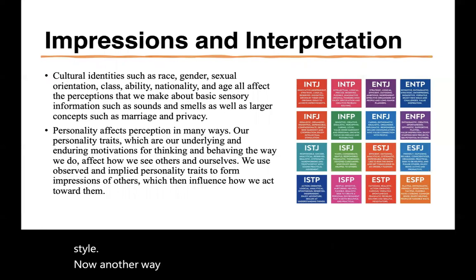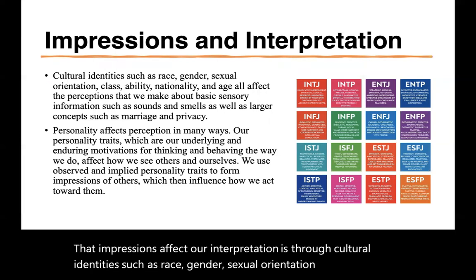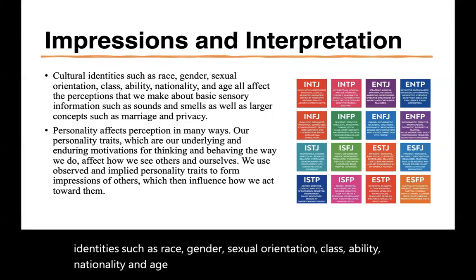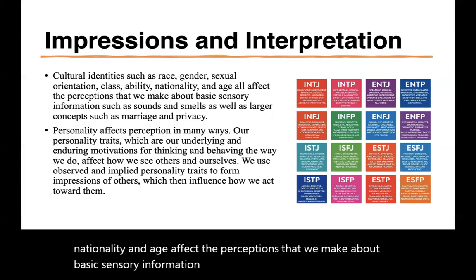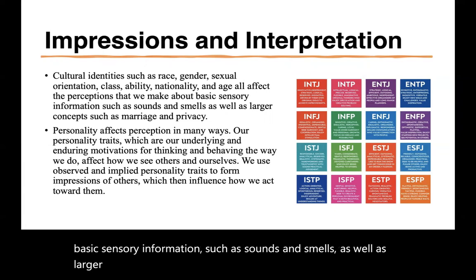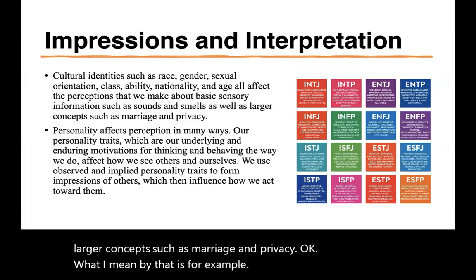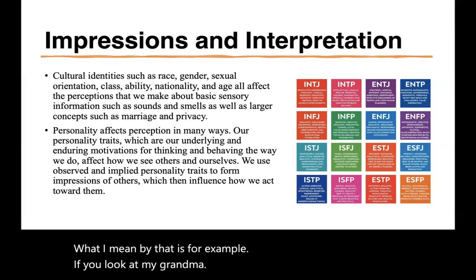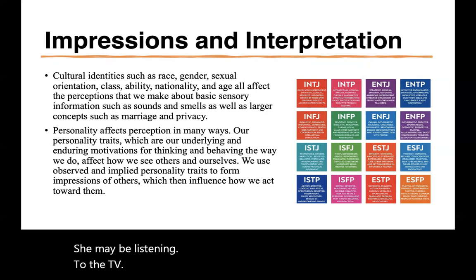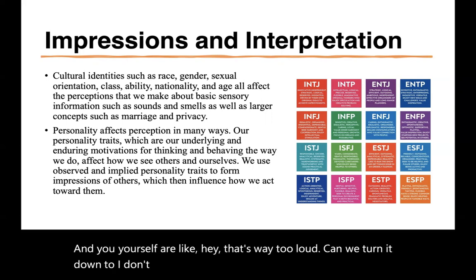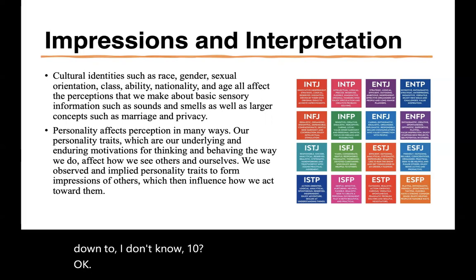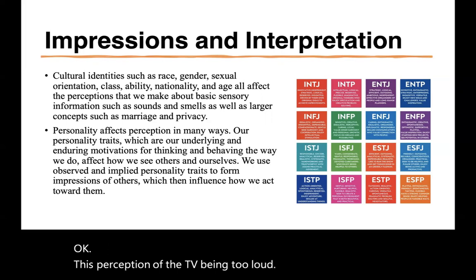Now, another way that impressions affect our interpretation is through cultural identities such as race, gender, sexual orientation, class, ability, nationality, and age. They affect the perceptions that we make about basic sensory information, such as sounds and smells, as well as larger concepts such as marriage and privacy. Okay. What I mean by that is, for example, if you look at my grandma, she may be listening to the TV at sound volume 100, right? You're like, Grandma, that's really loud. And you yourself are like, hey, that's way too loud. Can we turn it down to, I don't know, 10? Okay. This perception of the TV being too loud is a form of cultural identity.